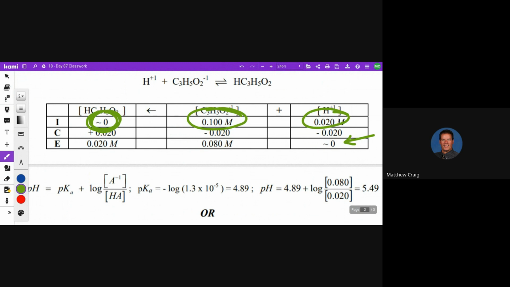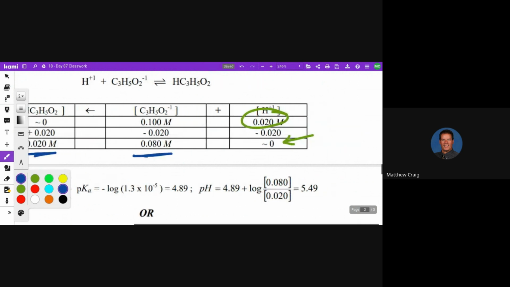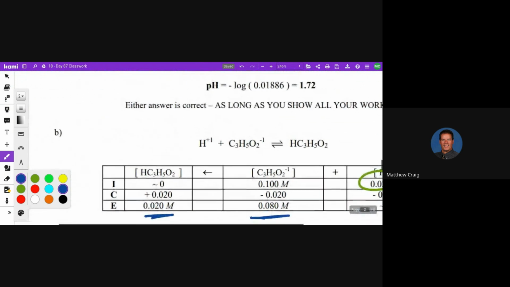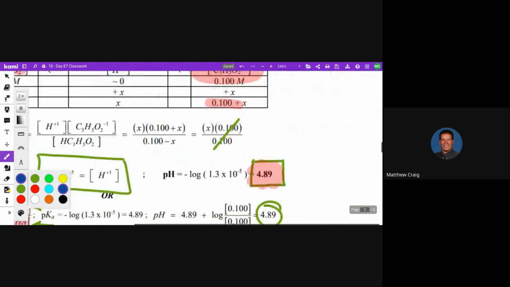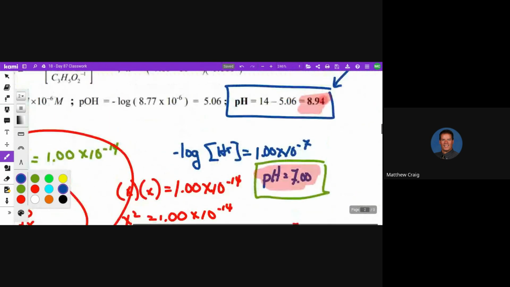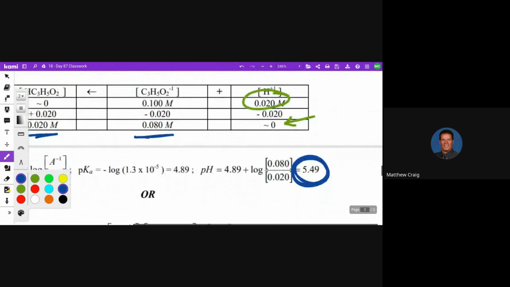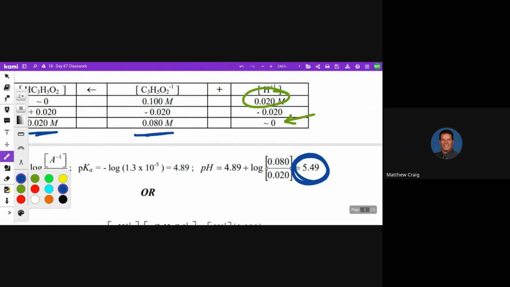And now we have our concentrations for our propanate, which is 0.08, and we have a concentration of our propanoic acid. When we plug that in, we get a pH of 5.49. Keep in mind, this sodium propanate originally started with a pH of 8.94. So it went from a pH of almost 9 to a pH of almost 6. That, my friend, is a terrible buffer. It went from the basic side to the acidic side of the scale.